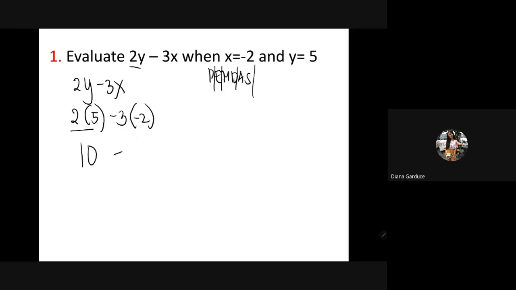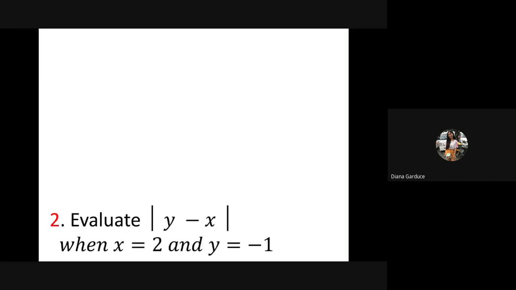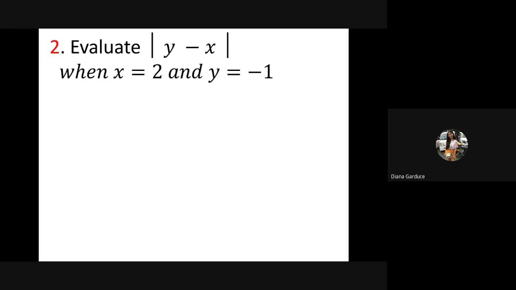So this is 10 minus negative 6 because 3 times negative 2 is equal to negative 6. So minus yan, you apply the SCOs or the opposite. So this will be 16. Clear po? Clear. Okay. Thank you for that.